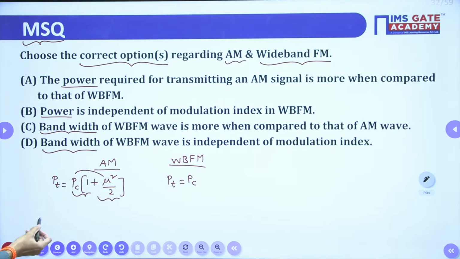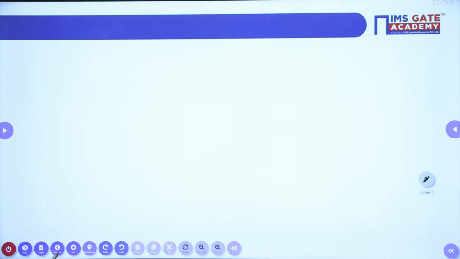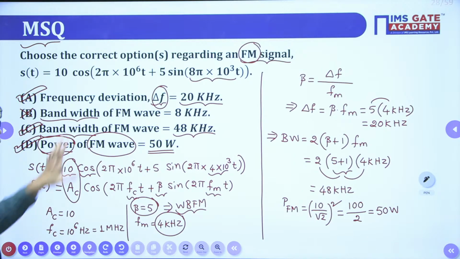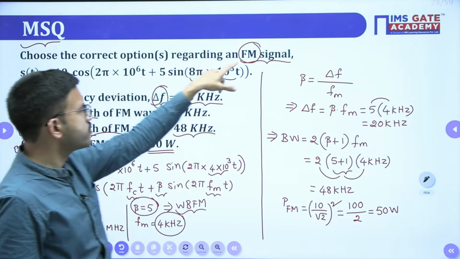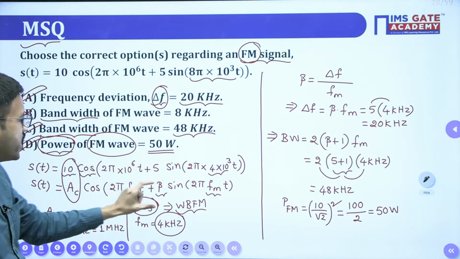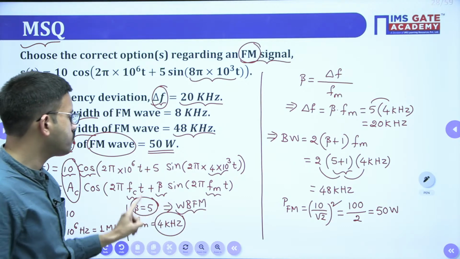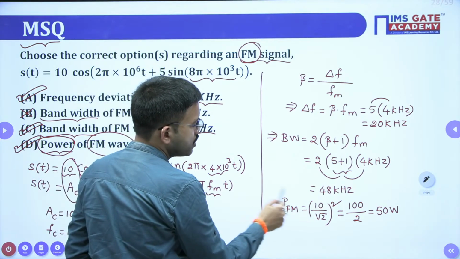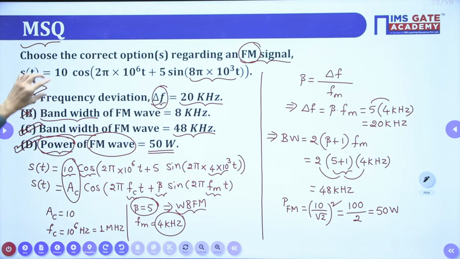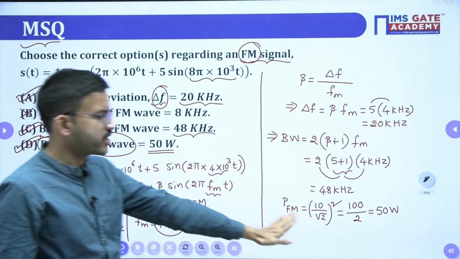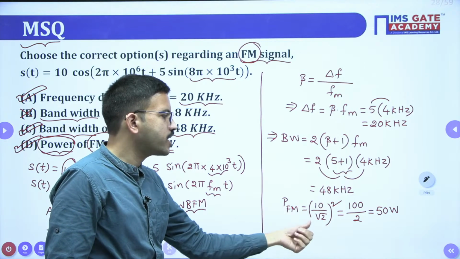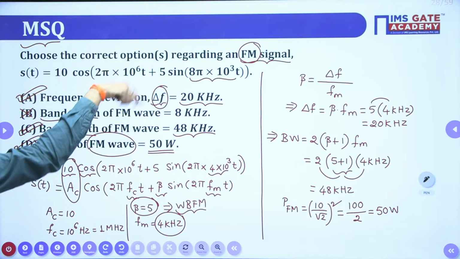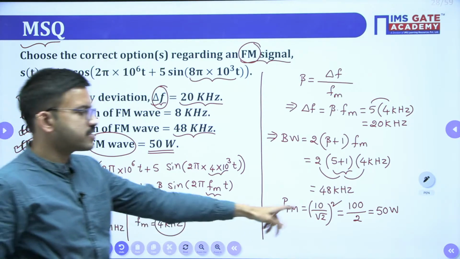Even in the previous question we calculated this. They have given one signal and mentioned it is an FM signal, and by observation with respect to the standard equation, we come to know the beta value is 5, which is greater than 1, so it is wideband FM. The power transmitted is whatever the carrier signal magnitude is; we calculated the RMS and the square of that. So the power of this entire FM signal is the same as the power of the carrier signal.